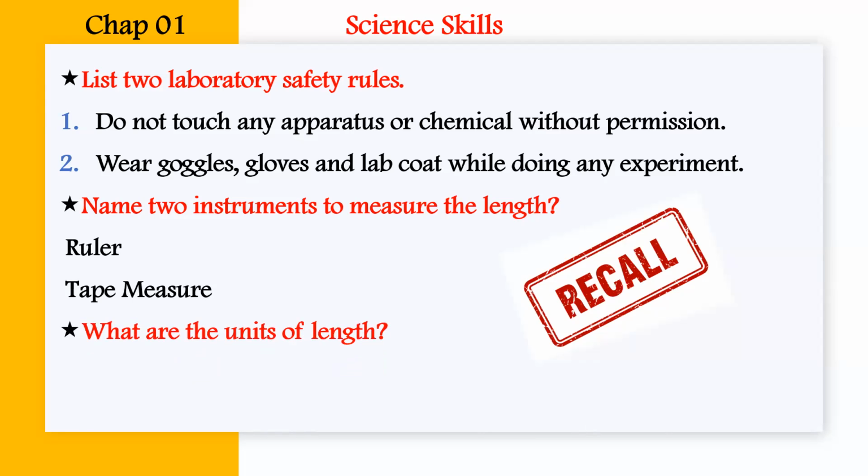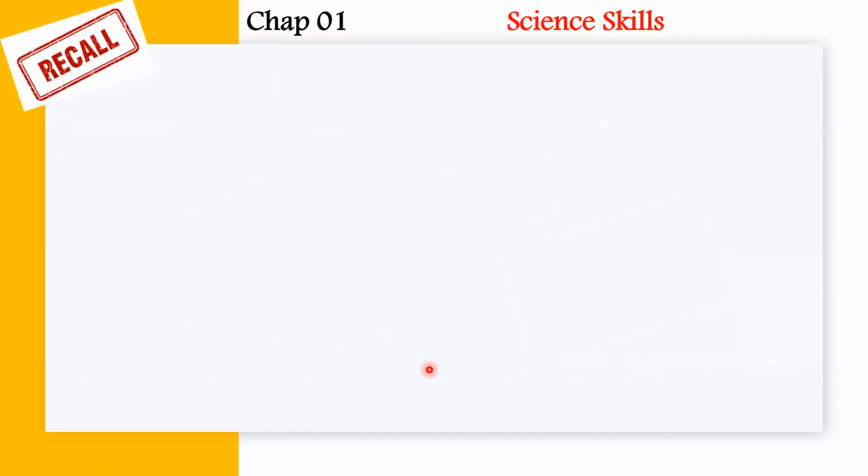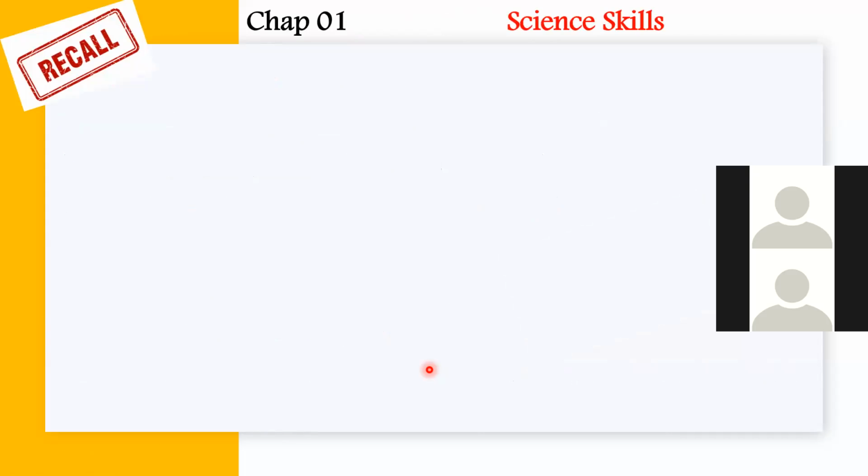Come towards the third question. What are the units of length? Harish Shahzad will answer this. Sir, millimeters, centimeters, kilometers, and meters. Very nice. Meters, millimeters, centimeters, and kilometers. These are the units that are used for measuring length. Not liter. Liter is used for volume, not for length.